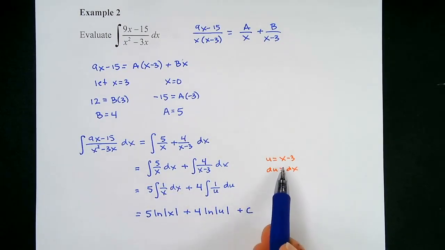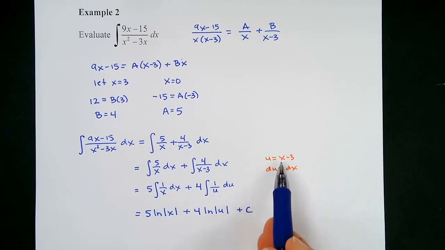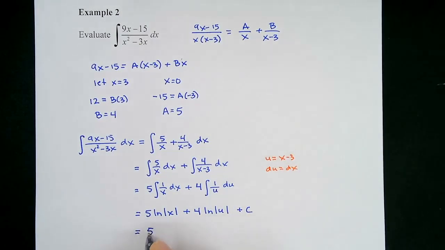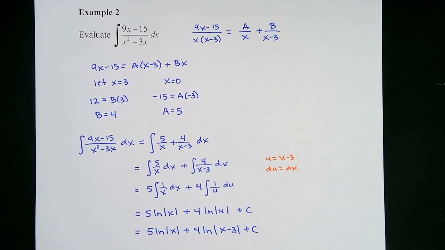Then that means I got to switch this back. So instead of writing u, I need it with x's. So the u gets replaced with this x minus 3. So we wind up with 5 ln of the absolute value of x plus 4 ln the absolute value of x minus 3 plus c. And that's a perfectly valid answer, okay? That's a perfectly good answer. However, all right, we can use some logarithm properties to write this different ways. So this is a good answer, okay?